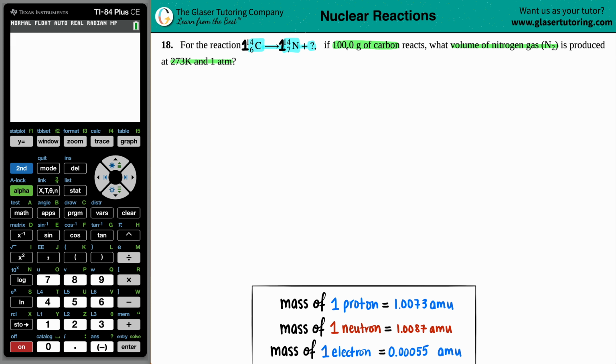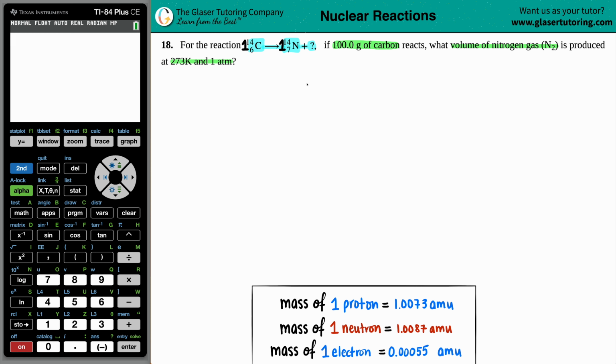Now, it seems like they're starting us off with 100 grams of carbon, and at the end of the day, we need to find a volume of nitrogen. If you're starting off with one substance and trying to go to another substance, ooh, this is going way back in the chem course. This is big bad stoichiometry, where we go from grams to moles to grams.